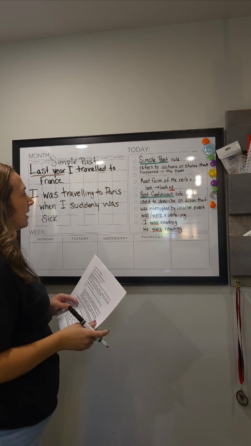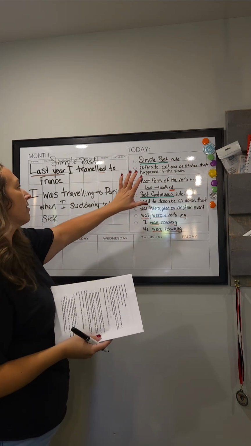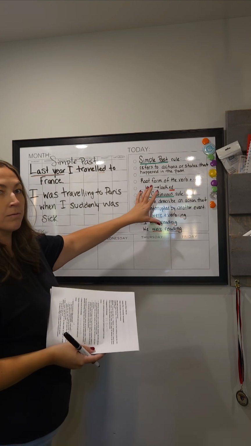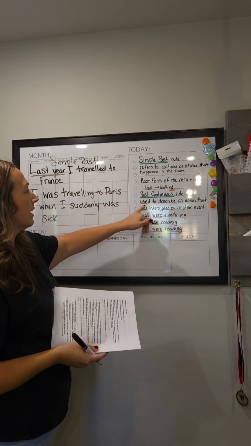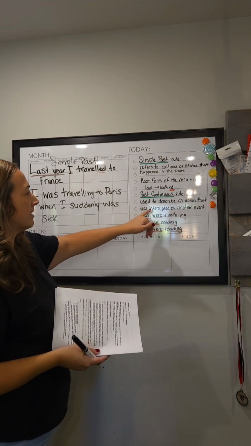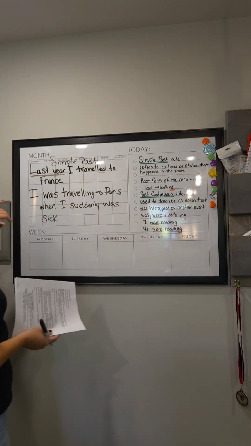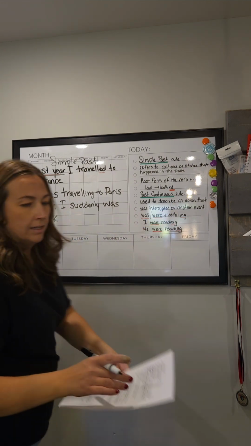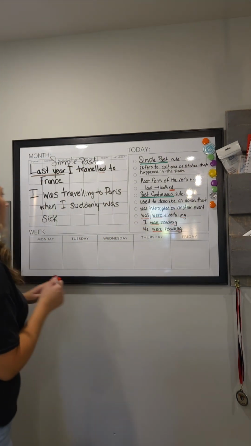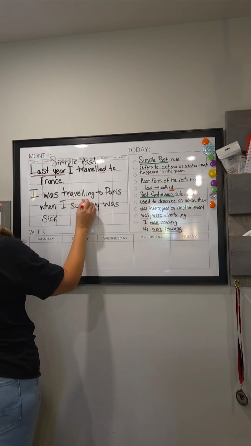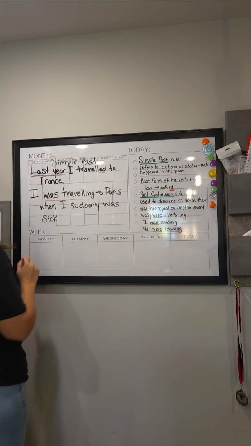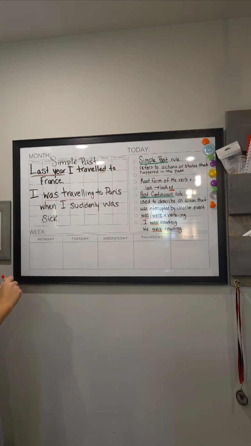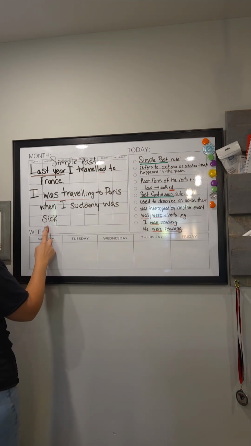Okay, so if we take a look at our rule again, remember this is why it's so good to have this. This is how you guys will be referencing. So we are doing an action that's interrupted by an event. So what action am I doing? I was traveling. So this is my action here. Was traveling, right? And then something got interrupted, correct? My traveling was interrupted by becoming sick.